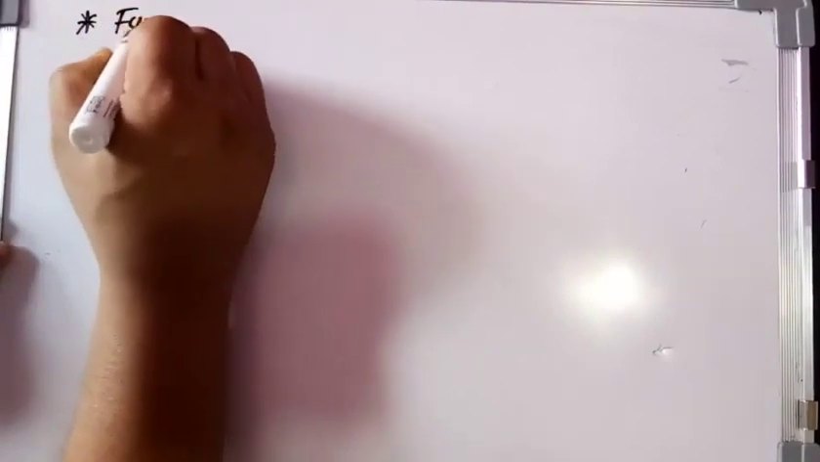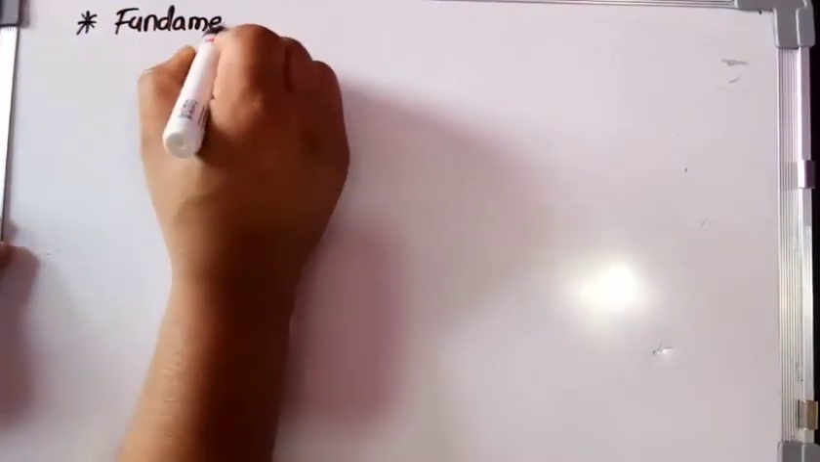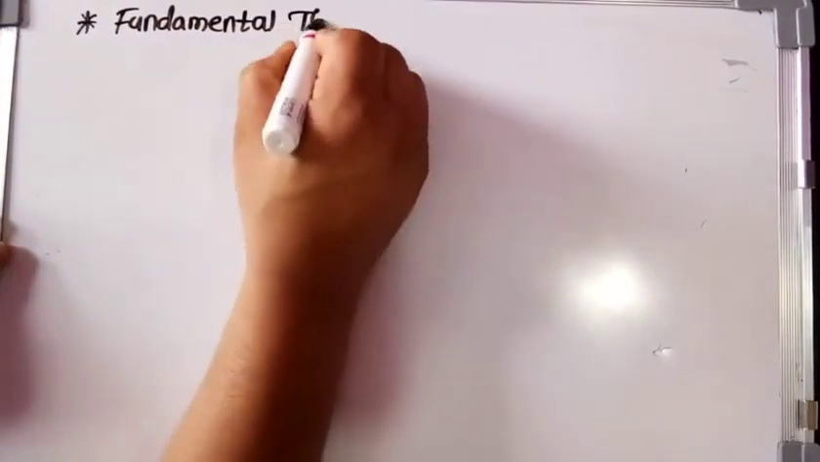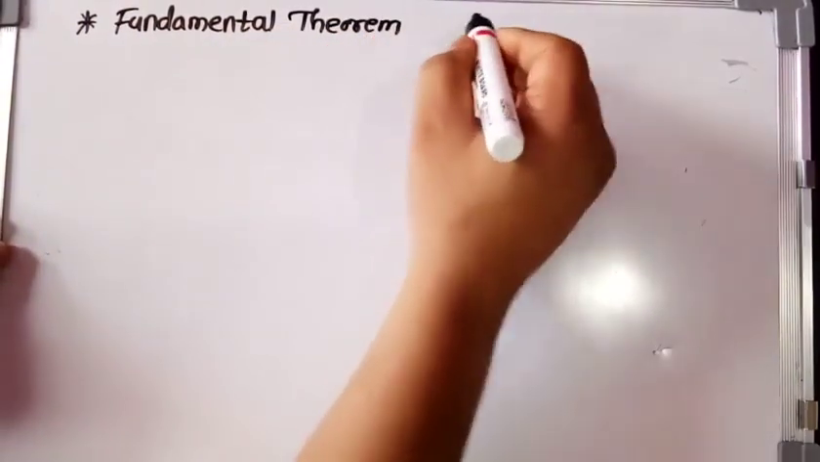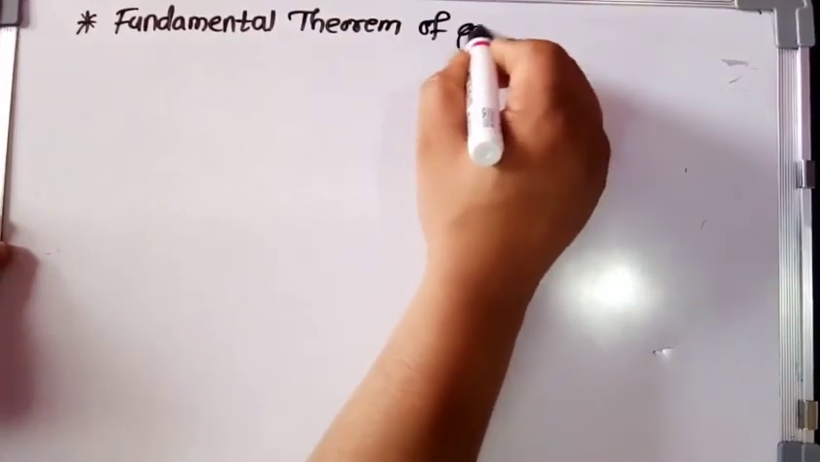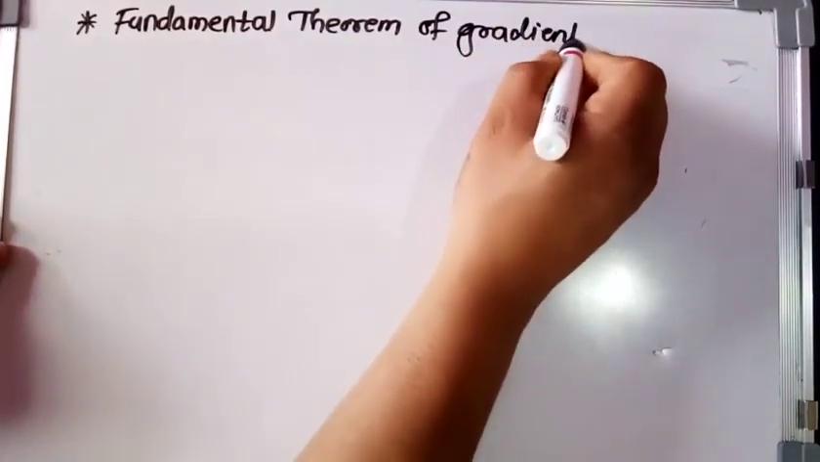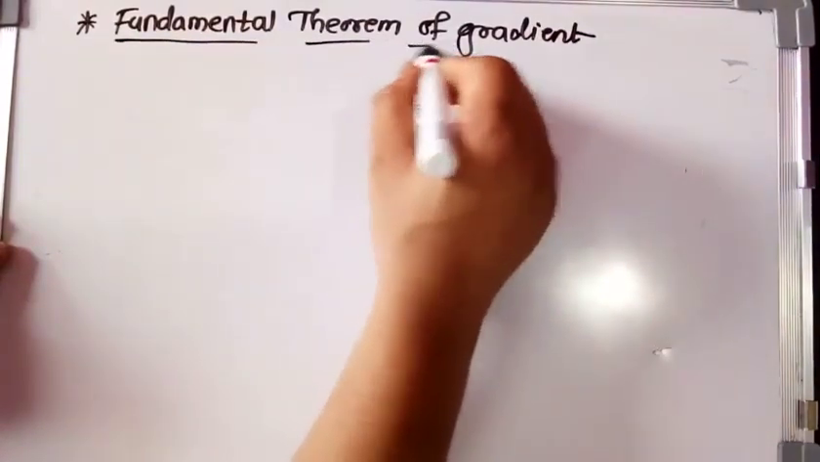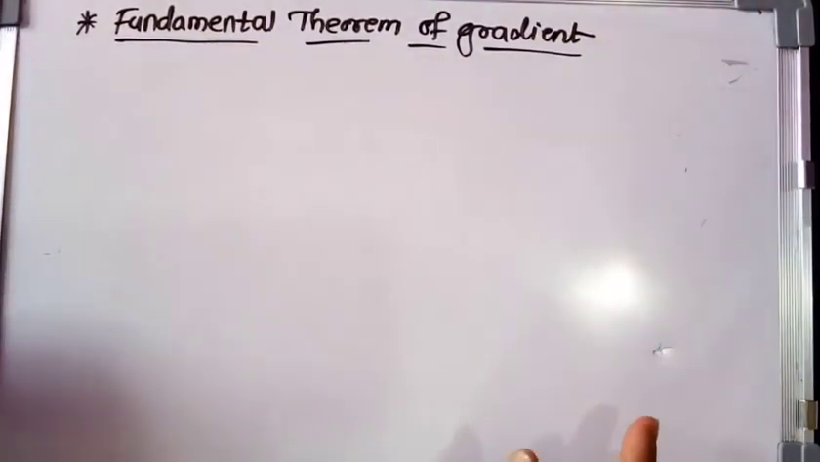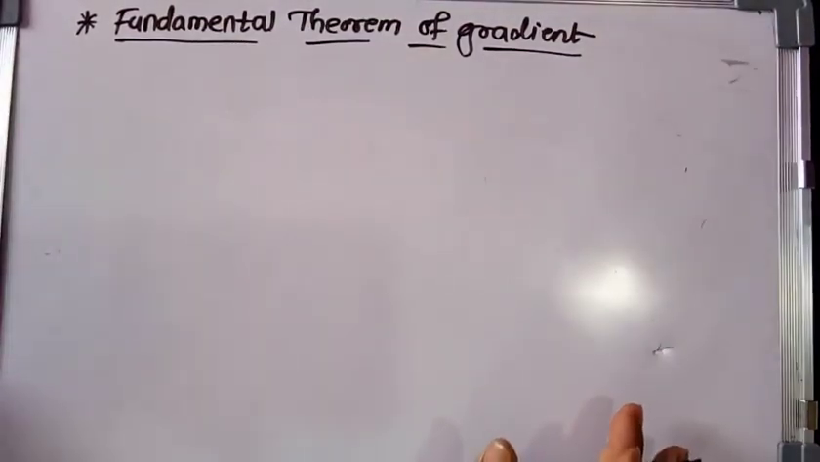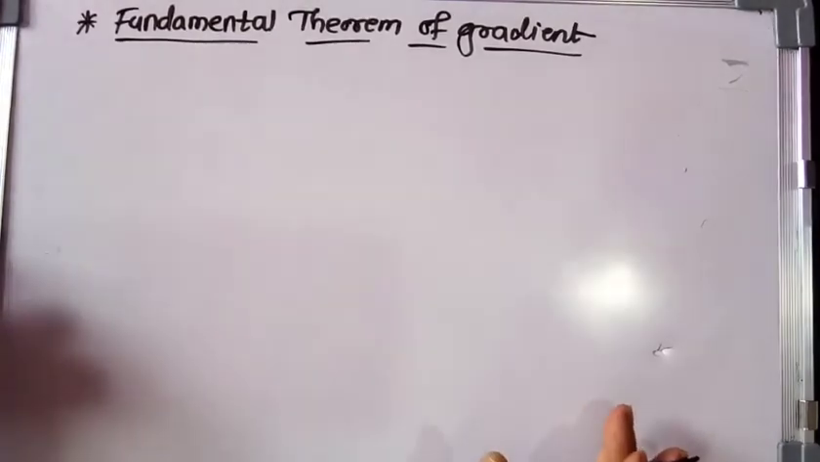The fundamental theorem of gradient. The gradient theorem states that a line integral through a gradient of a scalar field can be evaluated by evaluating the scalar field at the end points of the curve or path.